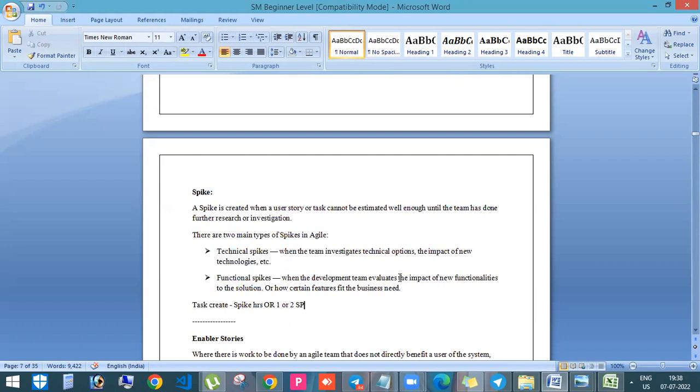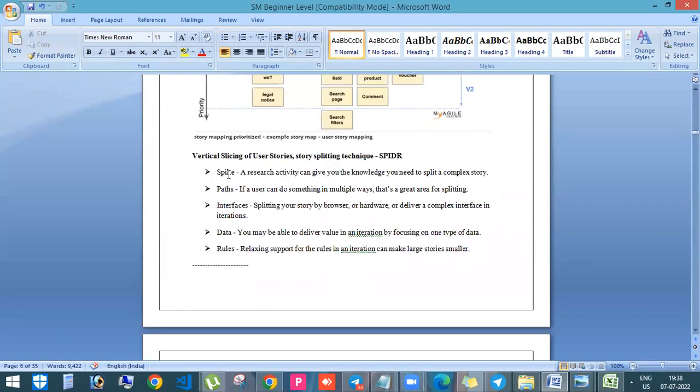Now you are very clear about the spike. Next is path. Suppose a user can do something in multiple ways, that's a great area for splitting. For example, different paths we can take, and research about that can be done. You can just note down this point. These are not in depth, they are not going to ask about them because these are more technical things.